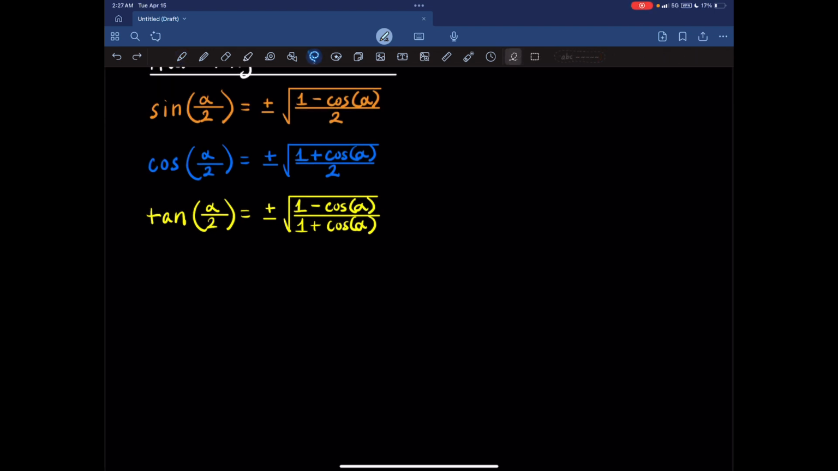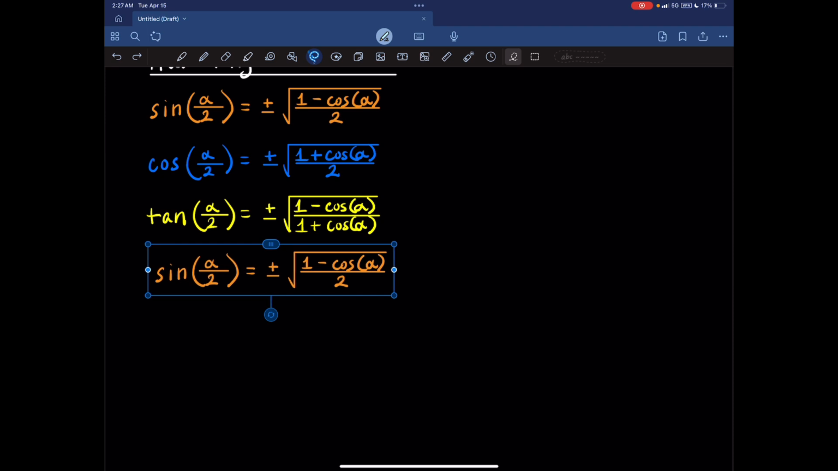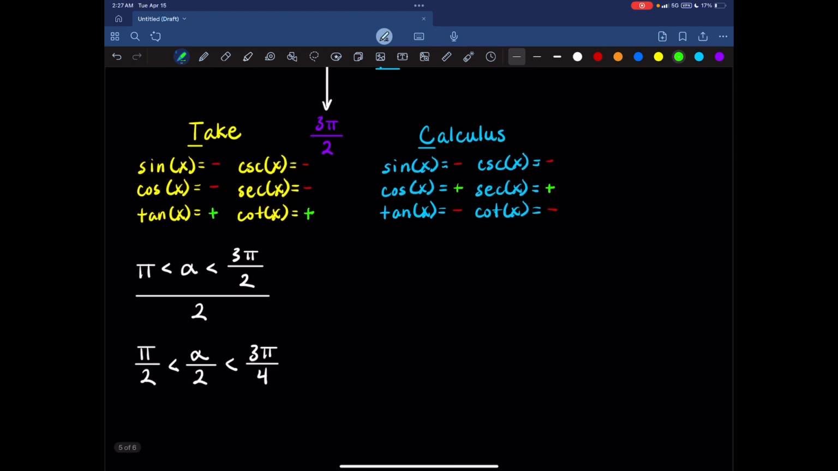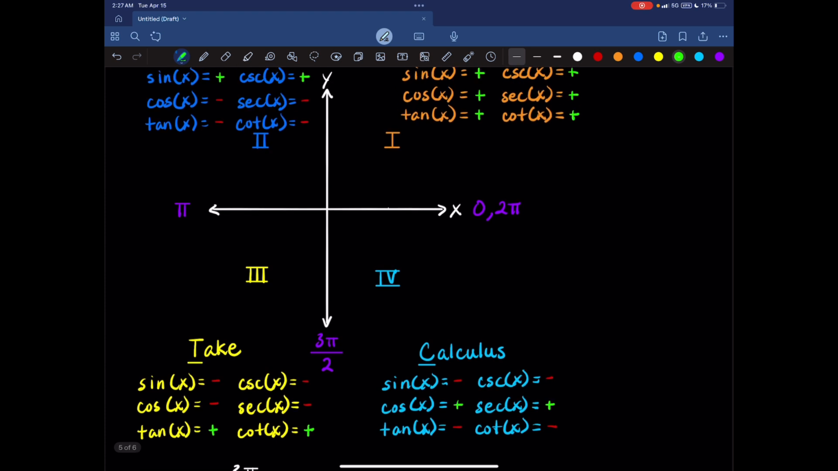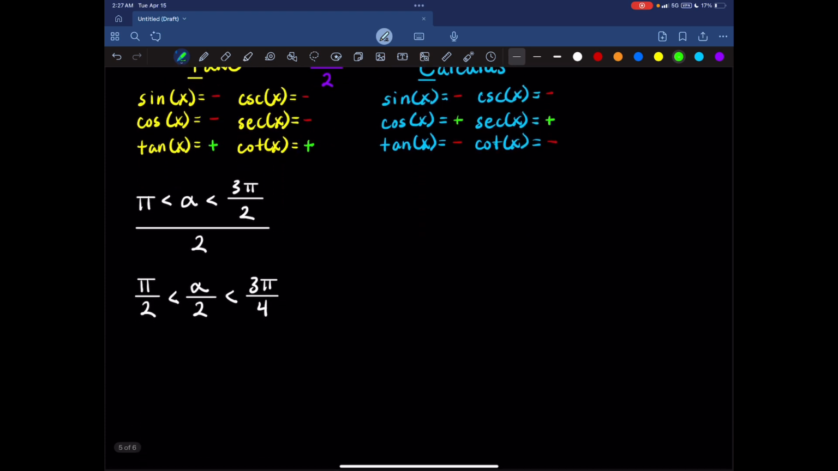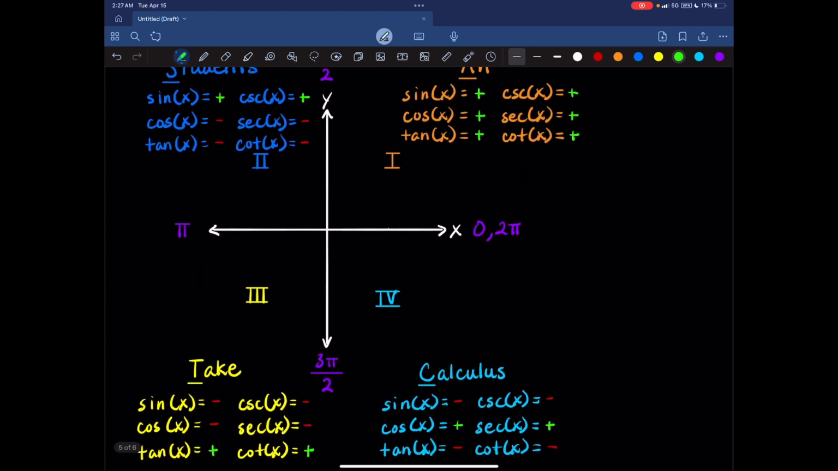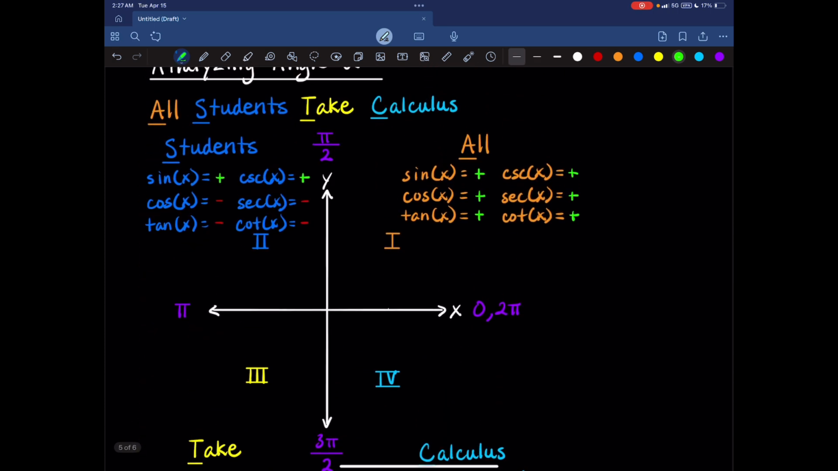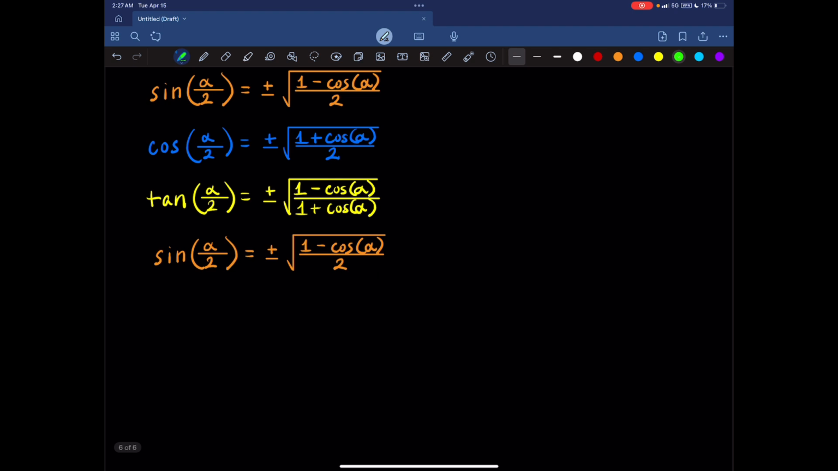So let's start with the sine of alpha over 2. Let's bring this down here, and let's start by analyzing whether or not we're going to take the positive or the negative of this square root. So if we look back to our All Students Take Calculus, angle alpha was between pi and 3 pi over 2, which was in quadrant 3. But the half angle alpha over 2 is in quadrant 2, right? It's between pi over 2 and 3 pi over 4. And in quadrant 2, the sine is always positive. So we're going to take the positive of this square root.